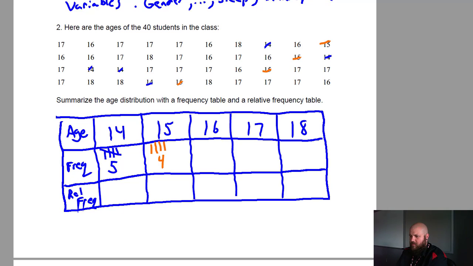Now let's do 16. So we got 1, 2, 3, 4, 5, 6, 7, 8, 9. So we got 9 of the 16. So 1, 2, 3, 4. 1, 2. Okay, so 9. Now 17.